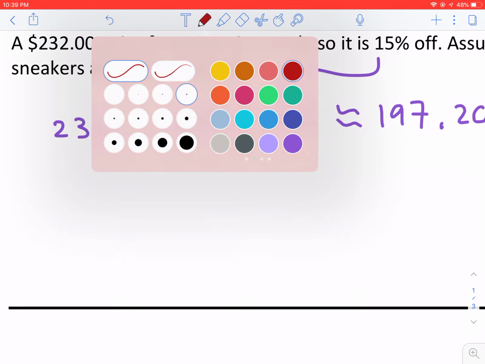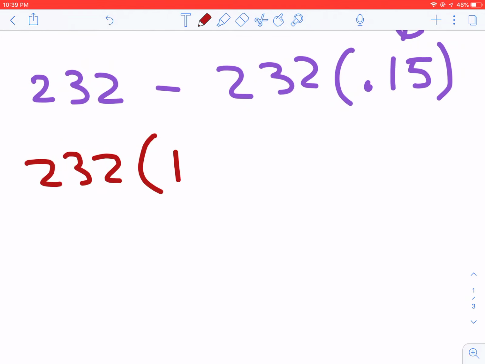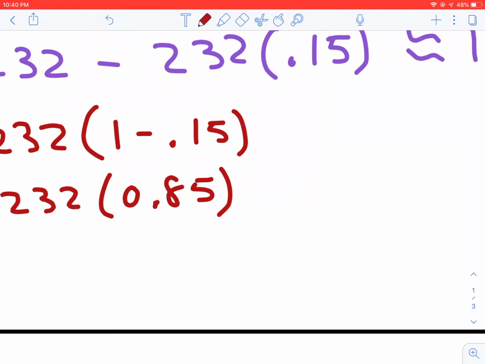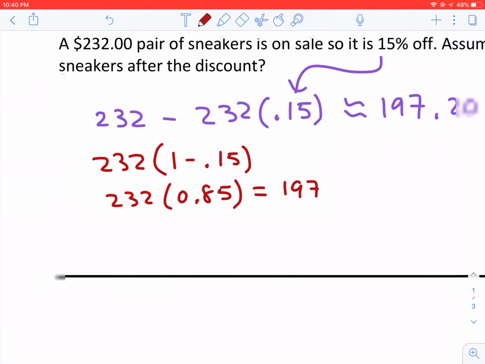So we can also think about this as factoring out the 232 and just writing it as 1 minus 0.15, which is also 232 times 0.85. And I think it's equal to 197.20.